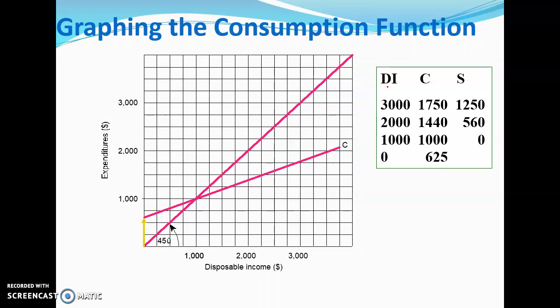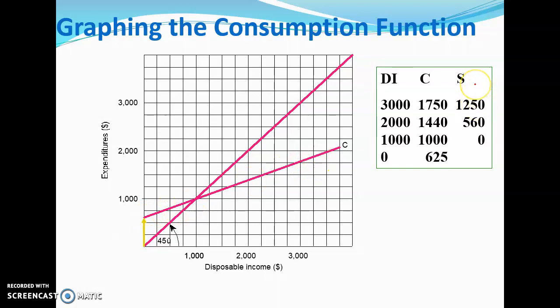After drawing this imaginary, assumption-based line, we have drawn the actual consumption line, which is based upon the data that whenever our disposable income is equal to 3,000, our consumption is equal to 1750. Whenever our disposable income is equal to 2,000, it is equal to 1440, and the same, at 10,000 it is 0 and 625. So we have plotted the consumption line, which is this line.